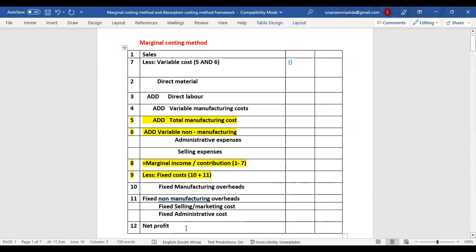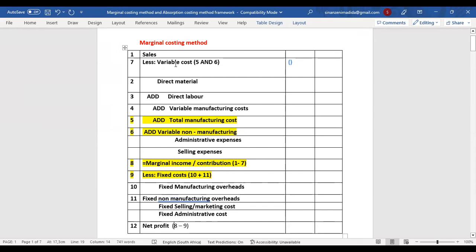How do we get our number 12? To get our number 12, we take our number 8, our contribution, which we calculated, then we subtract our number 9, like this. Then we are getting our profit. If we get our contribution or our marginal income here, we are going to subtract our fixed cost, then we get our net profit.